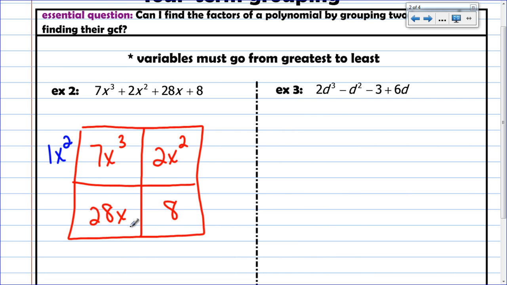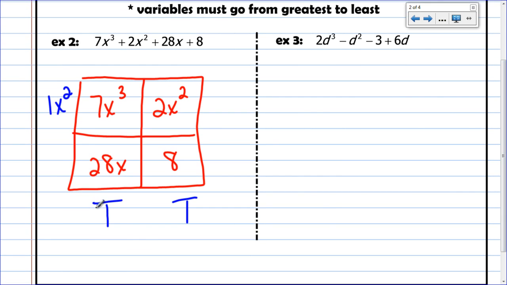This bottom row down here, 28 and 8, well, the biggest number that will go into both of those, if you don't know off the top of your head, list the factors for them. So 28: 1 and 28, 2 and 14, 4 and 7, and then for 8: 1 and 8, 2 and 4, and you should see the biggest number they have in common is a 4. So if you can't do it in your head, draw the T. You can still use the T, it's okay.